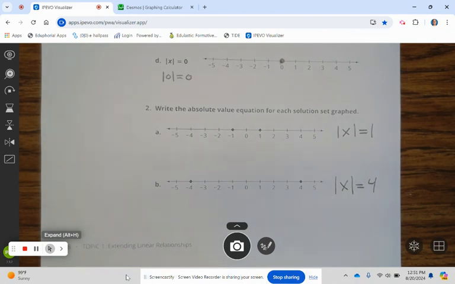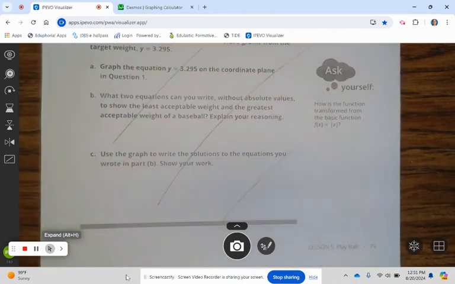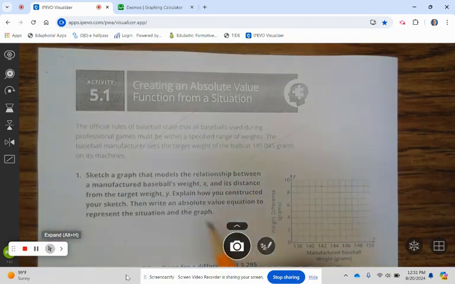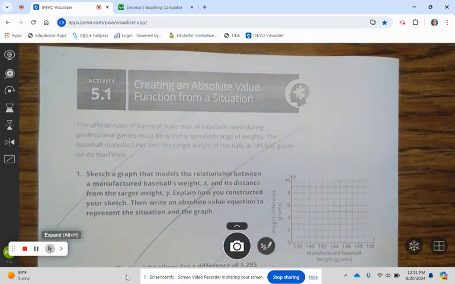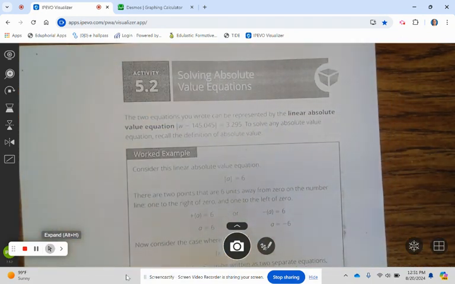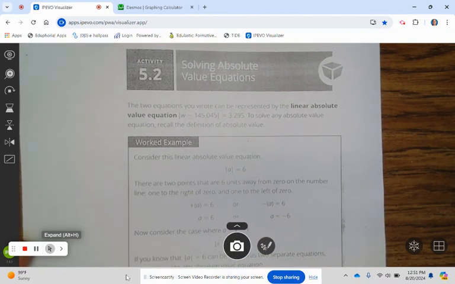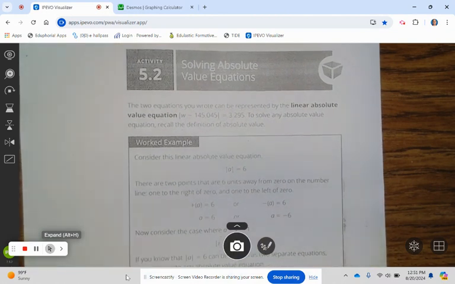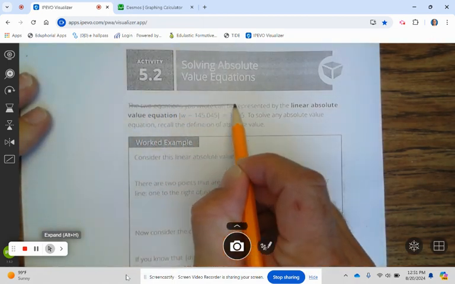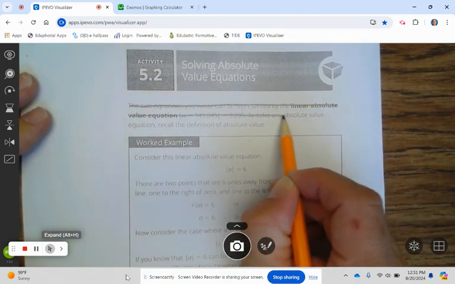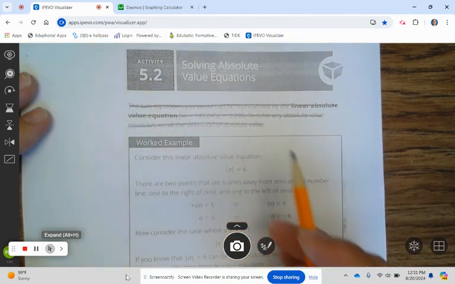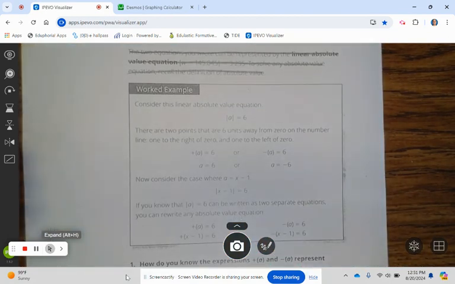Alright. Let's take a look at the next page. Go ahead and mark this page out. Activity 5.2. Solve absolute value equations. We don't need to worry about this. Please read the worked example.